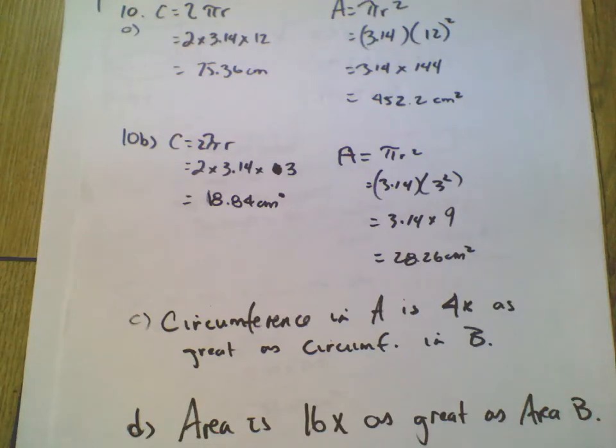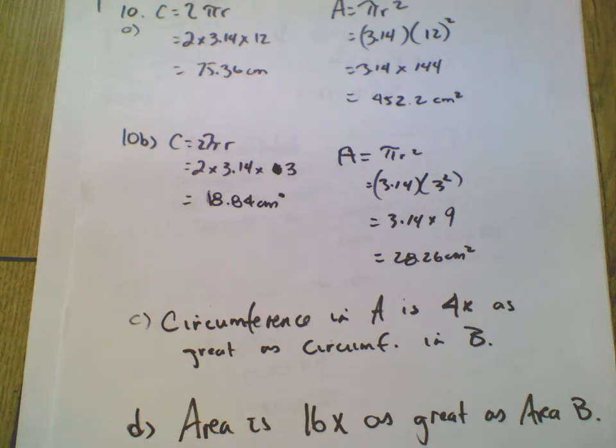Okay, so here we are. We have question 10. For 10a, your circumference is basically 2 times pi times r. You just substitute those values in for the variables, and you should get 75.36. Of course, our area is pi r squared. That's our formula. Our radius is 12. We square that to get 144, multiply that by 3.14, which is pi, and we get 452.2 centimeters squared.